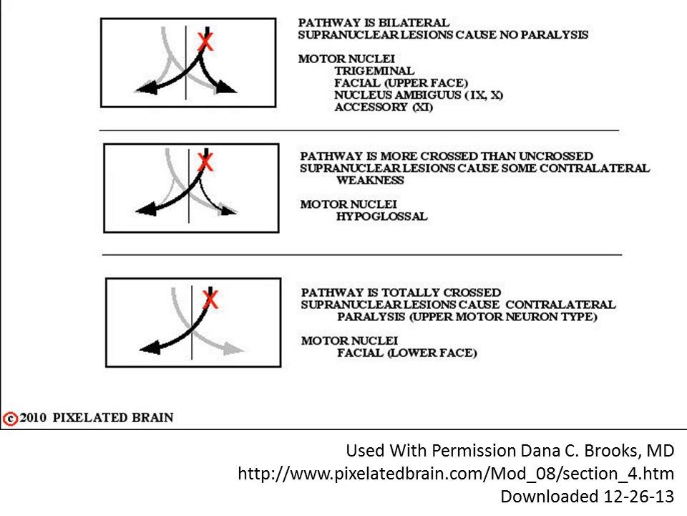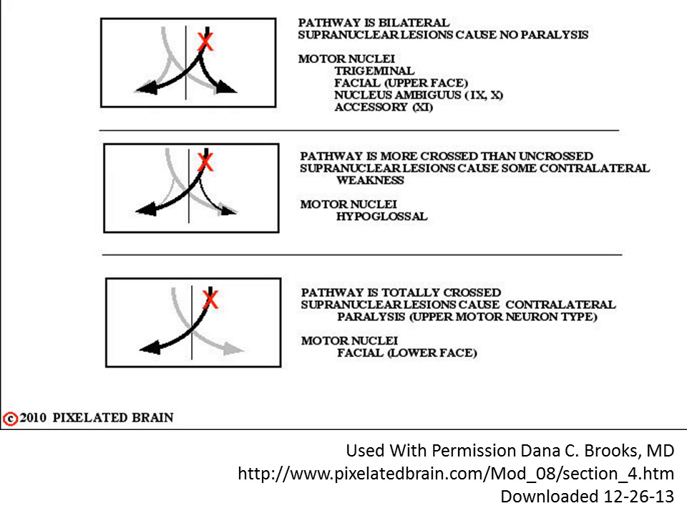Nuclei that get good equal bilateral innervation with their upper motor neurons include the trigeminal nerve, the facial nerve, but I'm going to make a caveat here, only to the muscles of facial expression of the upper face. So we're talking around the eyes and the forehead and the scalp.